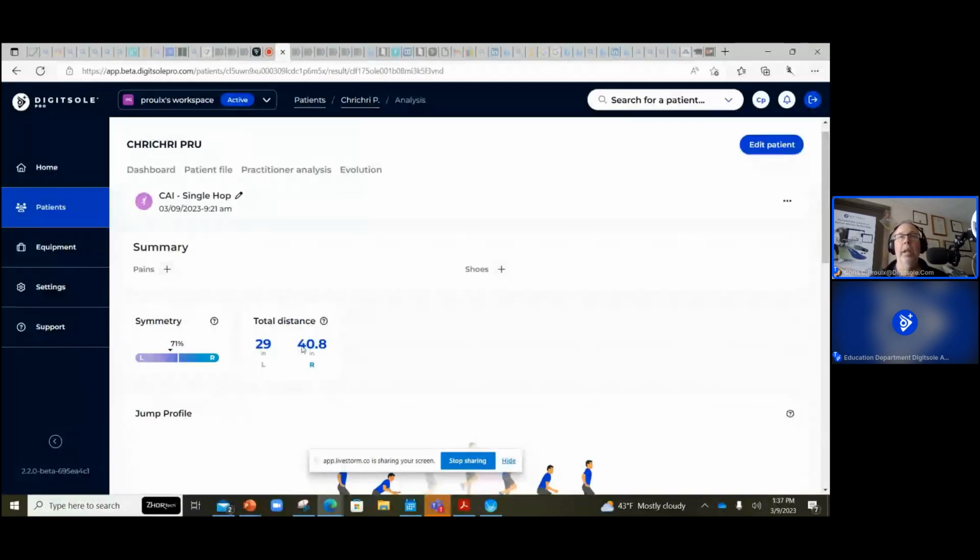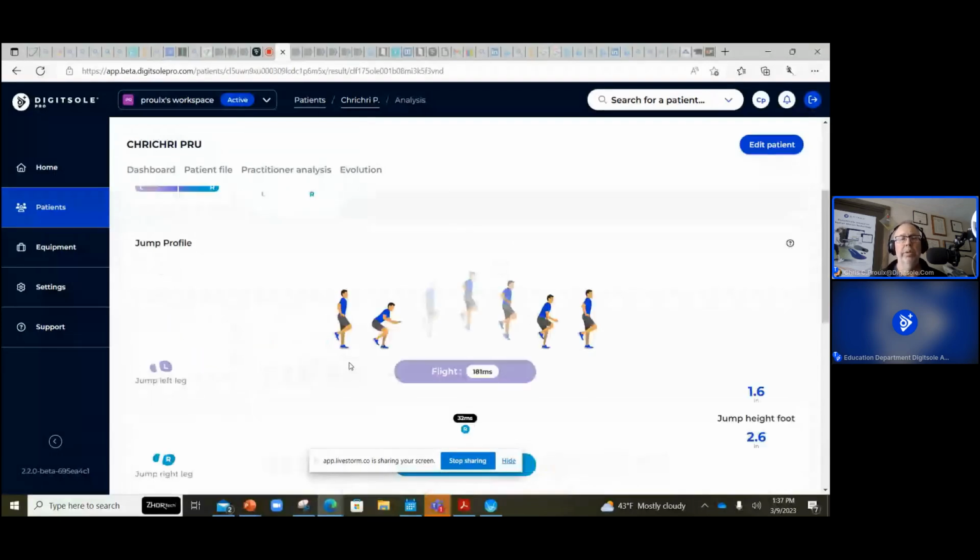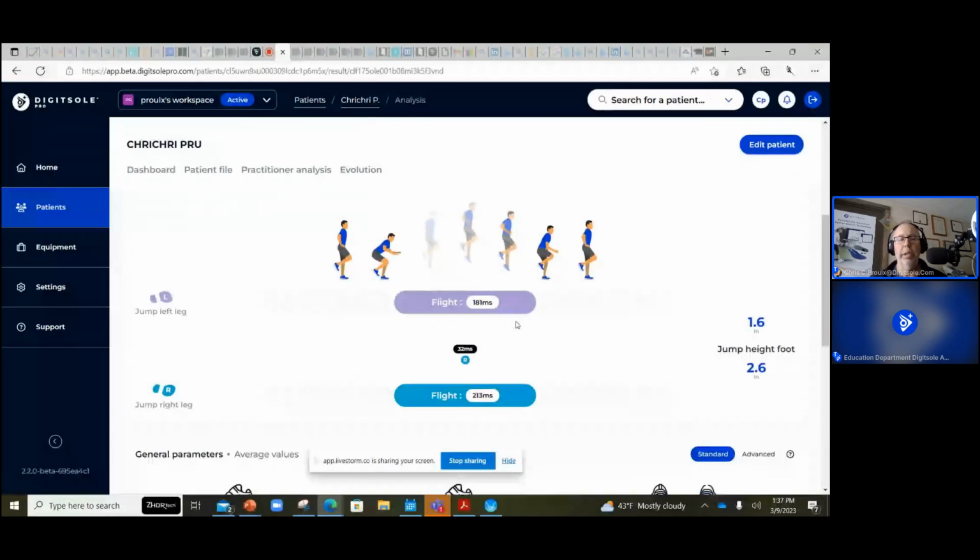So that would be interesting and not something very complicated to assess, but let's look at some of the more specific details that might actually help us understand why that is. Is it because they don't have a good strategy of takeoff and landing? Is it a weakness issue? What is the problem? So again, we get single leg orientation of flight time. We see 181 milliseconds versus 213. It makes sense because if you're jumping further, you should be in the air longer.